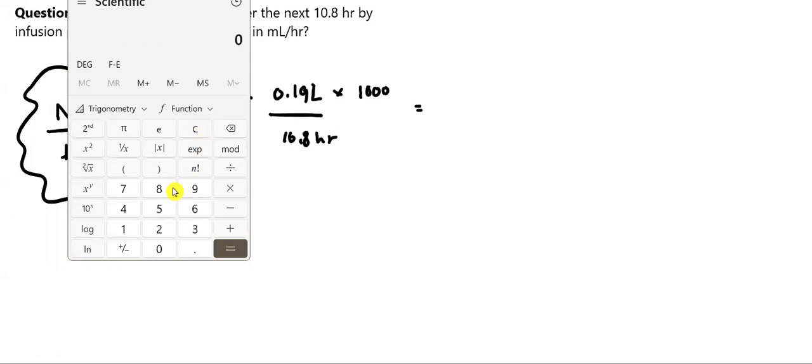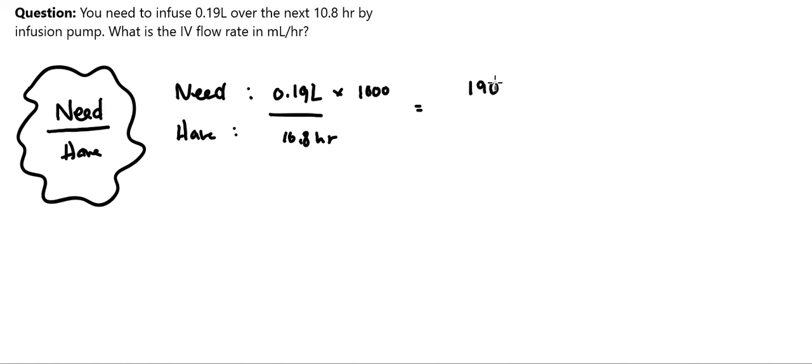milliliters. I could do this in my head if I were braver, but I'm not. Okay, we're going to get 190. So 0.19 liters is the same as 190 milliliters. And I've still got that 10.8 hours. So now you can see I've got the milliliters per hour that I was looking for here.